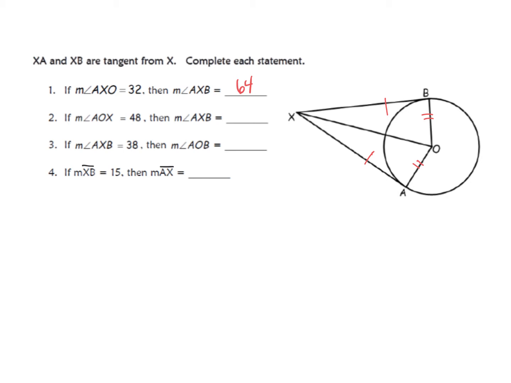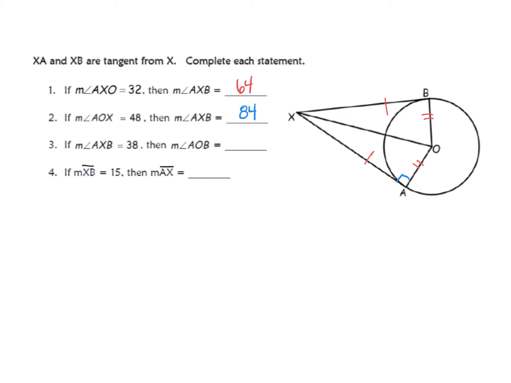So number 2, if AOX is 48, then what's the measure of AXB? Again, I want to know this whole big angle. Now I know that this is a right angle, because the radius and the tangent formed a right angle. So I can solve for the missing angle of this triangle and I get 42. Again, that diagonal bisects my angle, so they're each 42, which gives me a total of 84. Okay, I'm going to erase that.